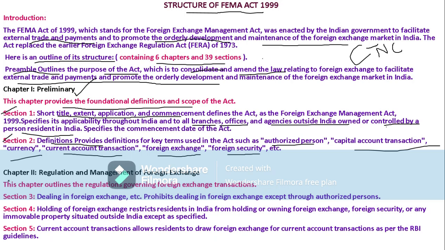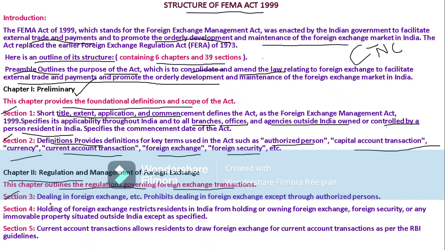Now coming to chapter 2, it is about regulation and management of foreign exchange. What does regulation and management of foreign exchange mean? Restrictions, rules, and at the same time we have to manage the foreign currency. The main purpose is maintenance, managing the foreign exchequer, foreign currency. So under chapter 2 we will study section 3, which outlines the regulations governing foreign exchange transactions, the rules and regulations regarding the management of foreign exchange.